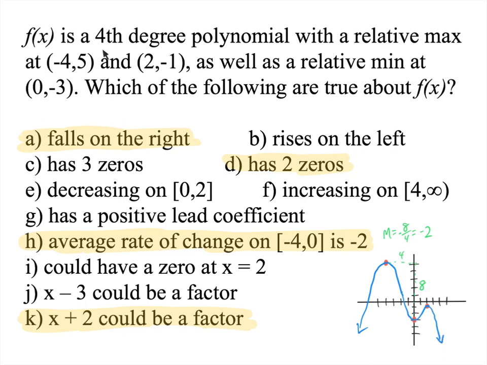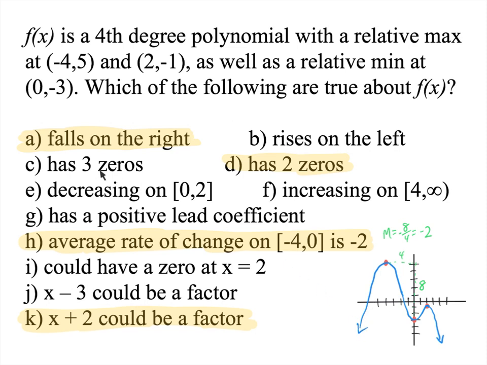Now, the fourth degree here is very, very important, because a fourth degree tells us that both sides should go down. All right? So the only graph we could have is something like this, where the edges on both sides go down, and it has to actually hit those points at those maxes and mins. So the questions, 11 questions here, we're going to see which are true. Falls on the right. Yes, it does. Rise on the left? No, on the left is falling.